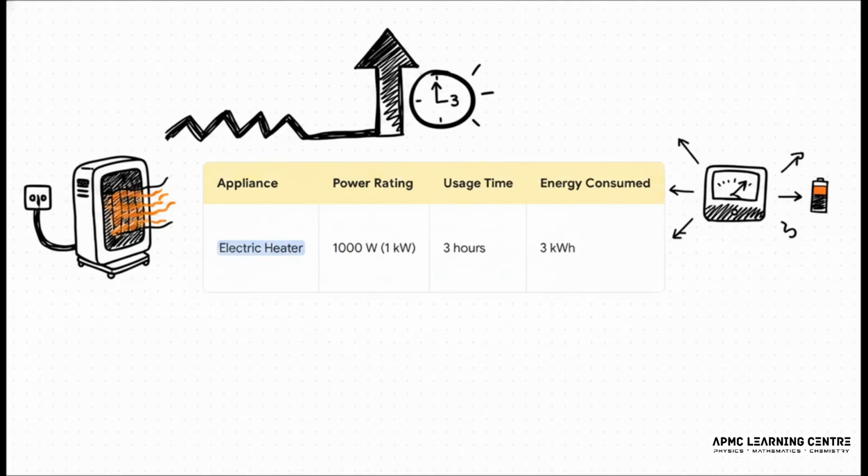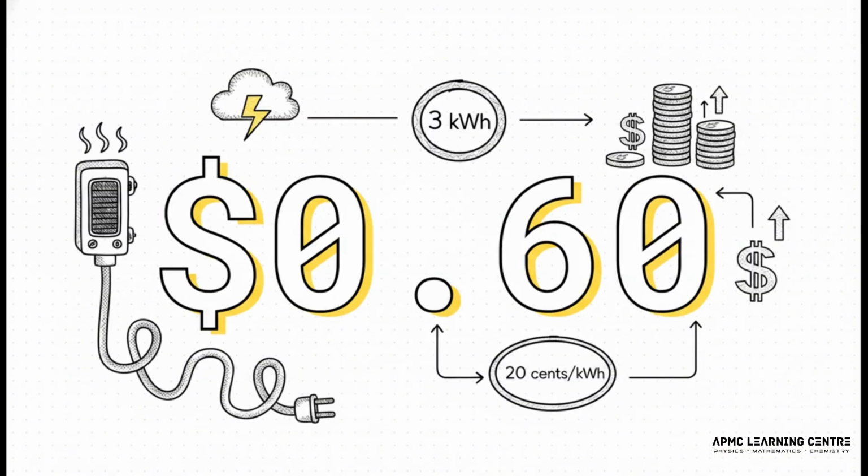So let's run the numbers with a quick example. Let's say we've got a 1,000-watt electric heater. That's easy. It's 1 kilowatt. If we run it for 3 hours, the math is about as simple as it gets. 1 kilowatt times 3 hours equals 3 kilowatt hours of energy used. And now for the final step. Let's say your power costs 20 cents per kilowatt hour. We just multiply our 3 kilowatt hours by 20 cents, and there you have it. The real, tangible cost to run that heater for 3 hours is 60 cents.